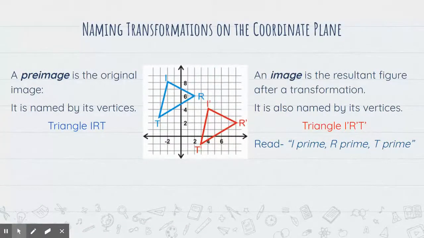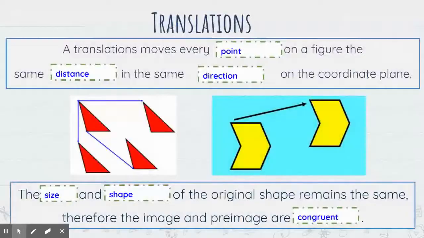So we name our transformations as pre-image and image. Our pre-image is the original image, and it's just named by its vertices. The image is the result after a transformation or a series of transformations, and it's also named by its vertices with that prime: I prime, R prime, T prime.